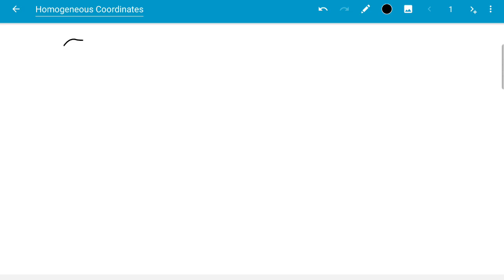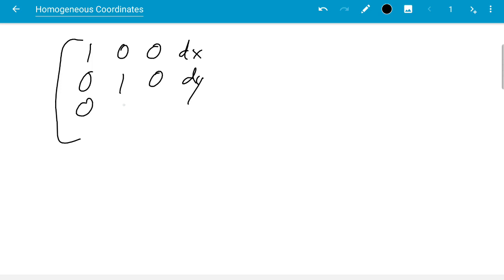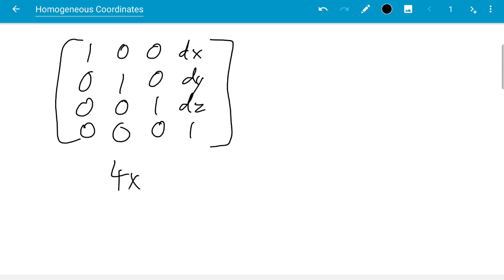So, we have seen a translation matrix. Let me use dx here, dy, dz. And this is a 4x4 matrix. And we saw that this was necessary in order to represent translations in 3 dimensions.